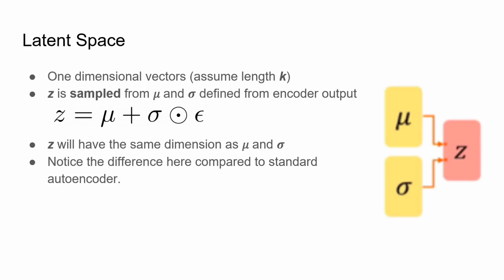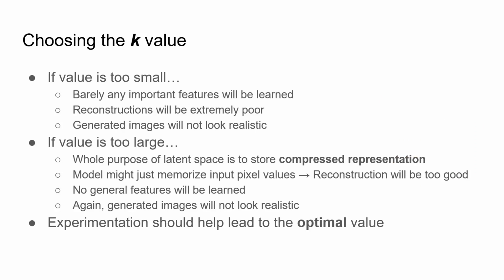So let's go into some more detail on how one should go about choosing the right dimension of the latent space. Choosing the right k value can be tricky, but it's important if we want to be able to generate realistic images. If the k value is too small, then the model will not learn any important features. And as a result, the reconstructions will be poor and the generated images will also not look realistic at all. On the contrary, if the k value is too large, the model will not actually learn any general features. It may just memorize pixel values, which is pretty much a waste.